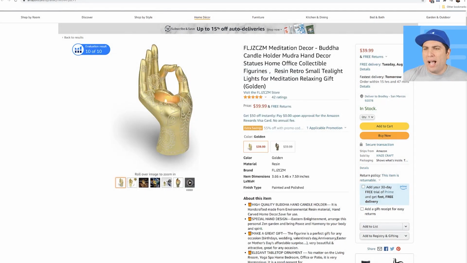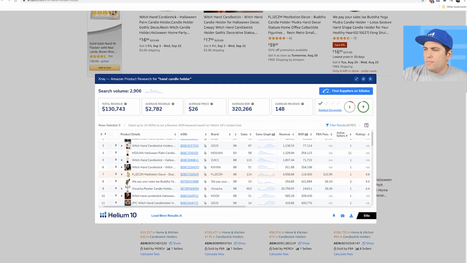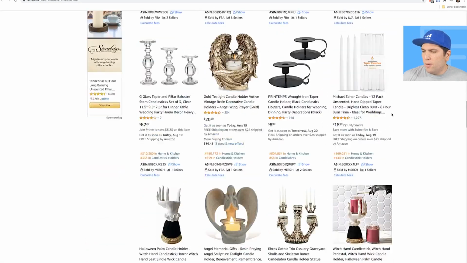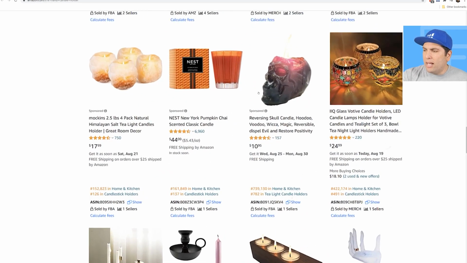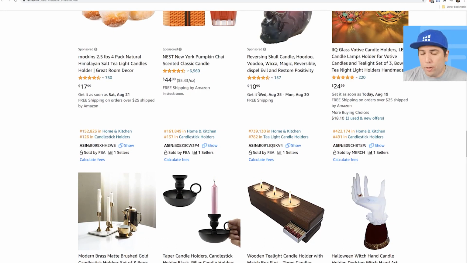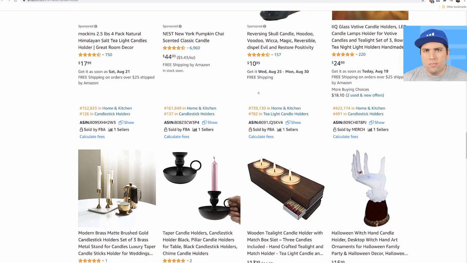Now let's just go back again to these search results right here, and just keep looking at these results. Towards the bottom of the page, I'm seeing products that are not hand candle holders, right? This is another good sign when you're doing product research on Amazon. If page 1, page 2, page 3 are all almost the same product, it's a sign that there could be saturation, right? But if you're on page 1 and halfway down the page, you're getting irrelevant products to that keyword.